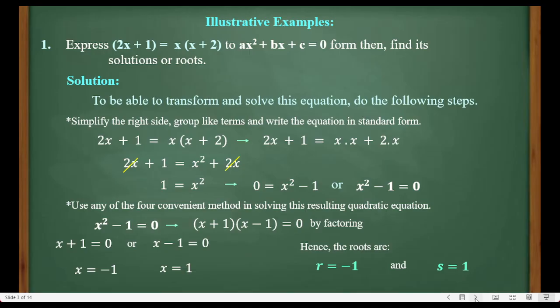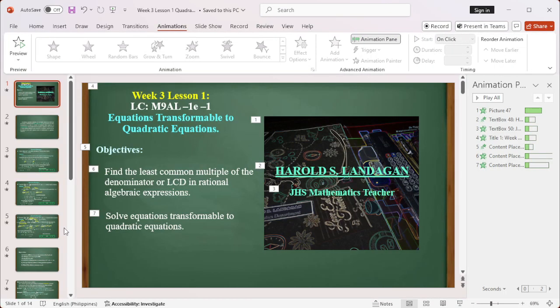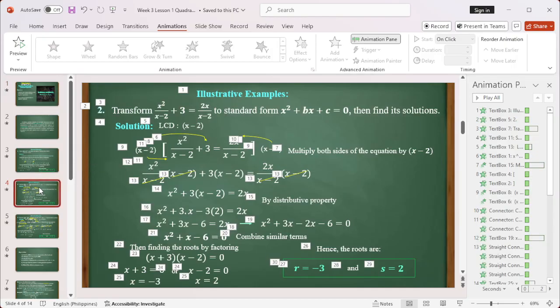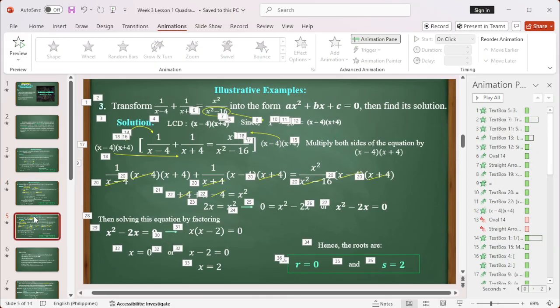Next, number 2. Transform this equation to standard form. Actually, this is ax squared. Okay, allow me to correct this. So this is ax squared.